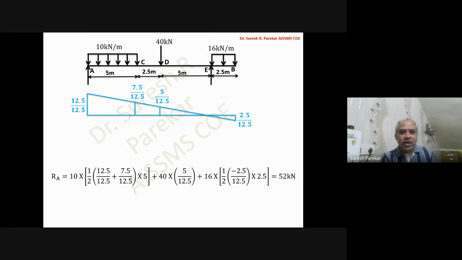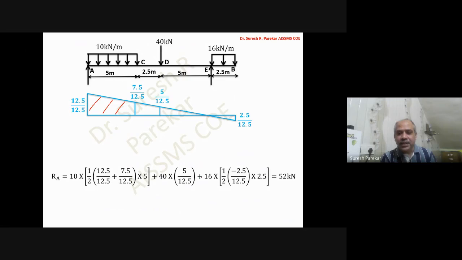So if load is downward, ordinate is upward, then we have plus value. Because if this is opposite, we have minus on left side. So when it goes on right side, it becomes plus. So we have 10 into area of this. So 1 half 12.5 by 12.5 plus 7.5 by 12. So we are going to get this first, which is 10 into this value. Then we have plus 40 into this value, 5 by 12.5. That is under 40 kilonewton load.